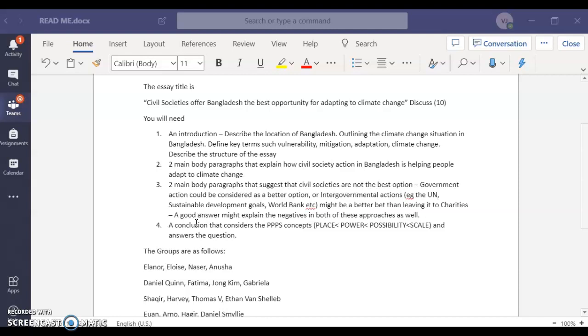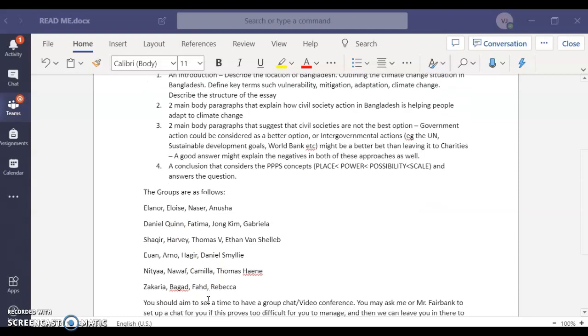The conclusion, finally, considers the PPPS concepts, place, power, possibility and scale, and actually gives an answer to the question. So those 4 things you need to divide up however you like within your group. So in your group is Daniel Quinn, Fatima and John Kim.